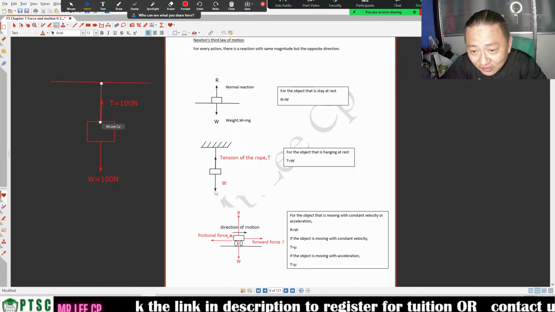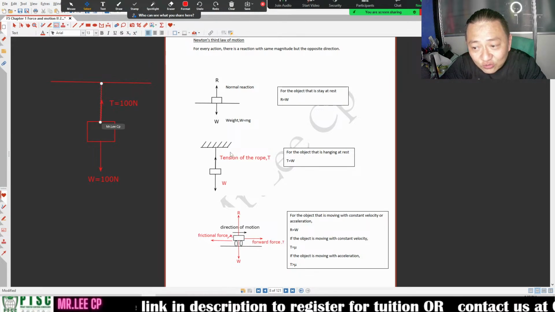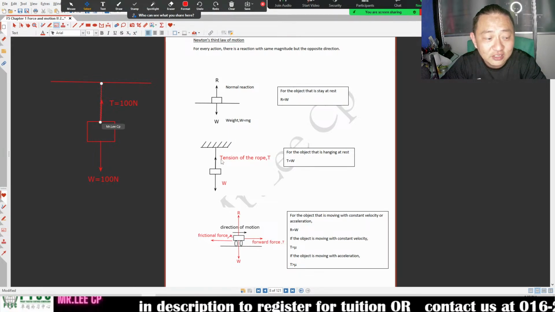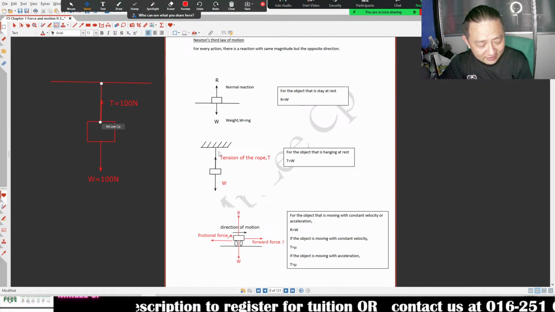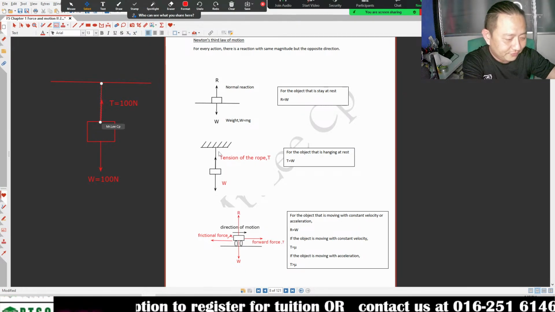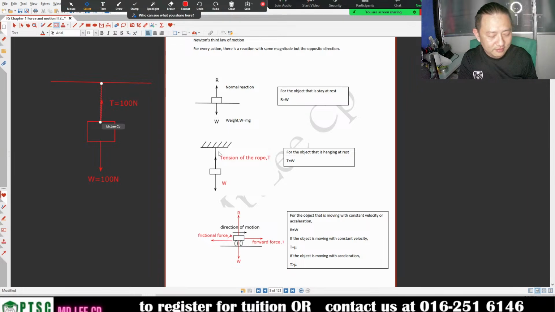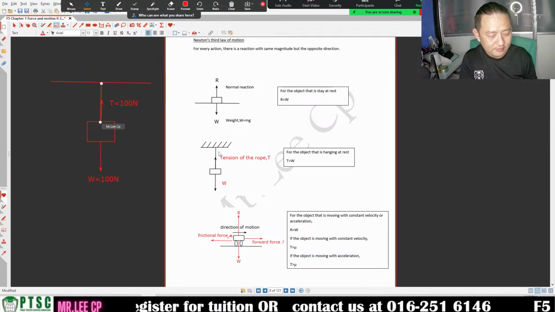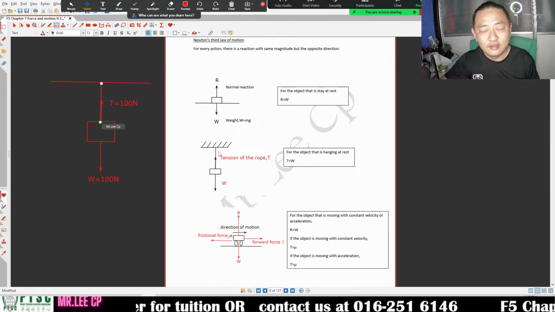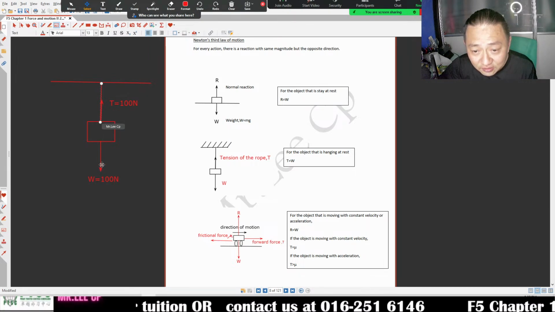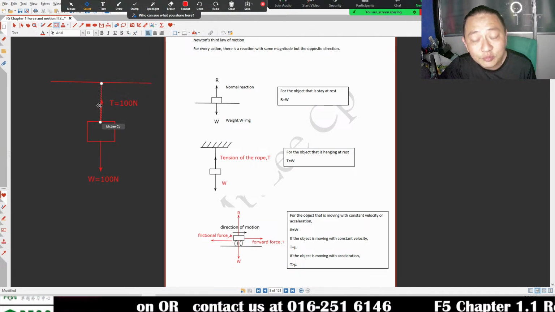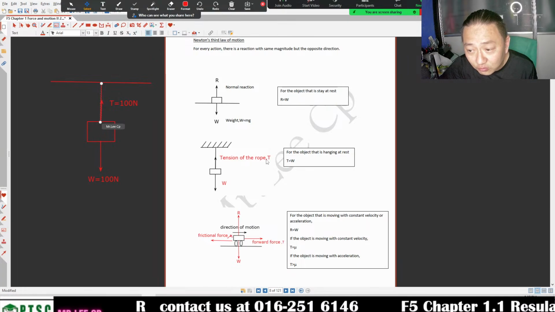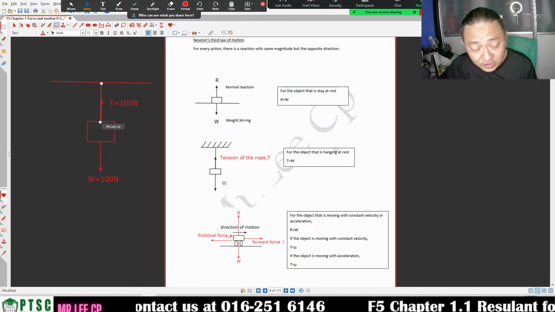weight is going down, it is 100. Now this is called tension of the rod. Tension of the rod. Now I show you something here. You see, the weight it is 100, tension will be 100. Right? Tension of the rod will be equal to the weight if the object is not moving.